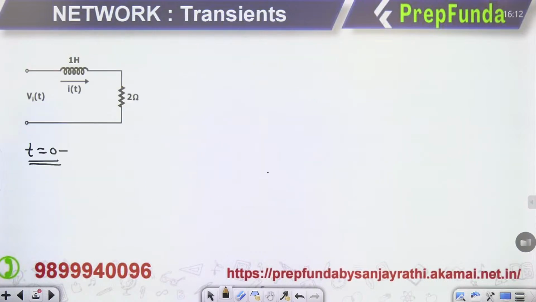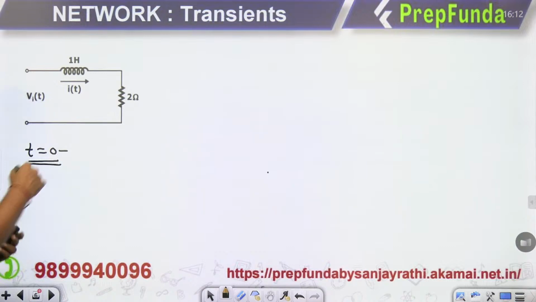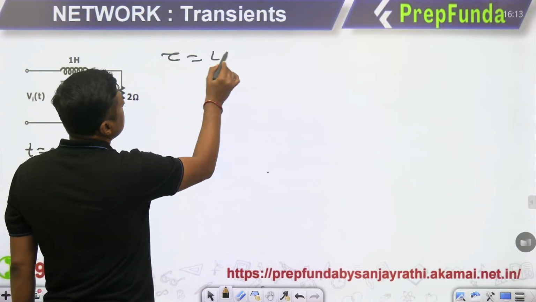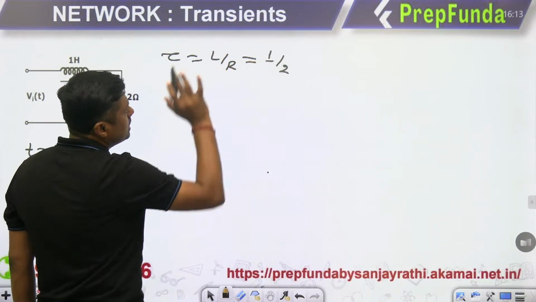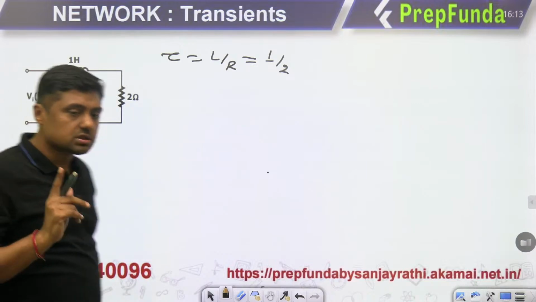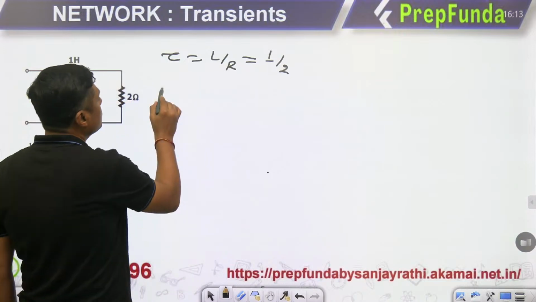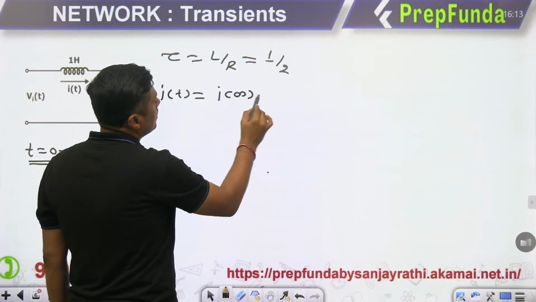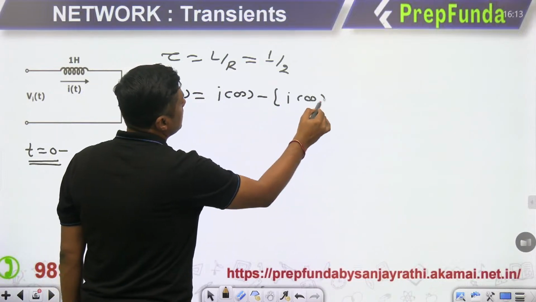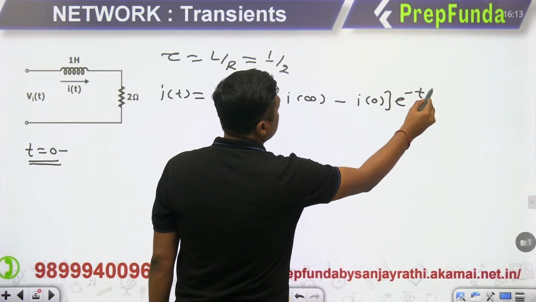Now, then we will find what is the time constant of the circuit. What is the time constant of the circuit, guys? Time constant means L by R, that is 1 by 2. That is the time constant. Remember, then finally what is the equation? I(t) is equal to I final minus (I final minus I initial) e raised to power minus t by tau.